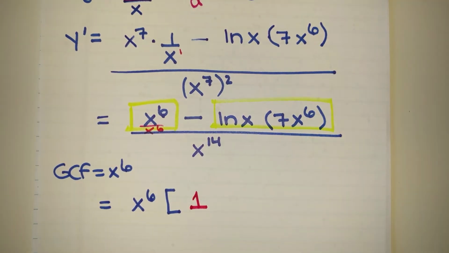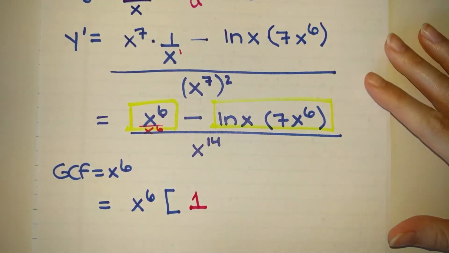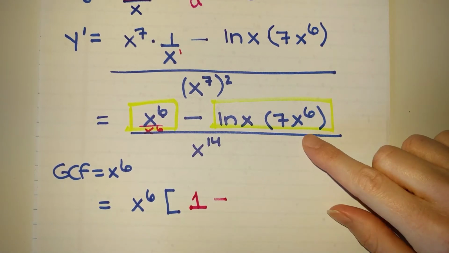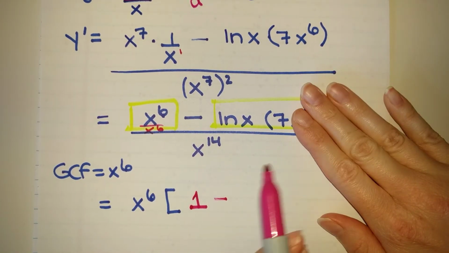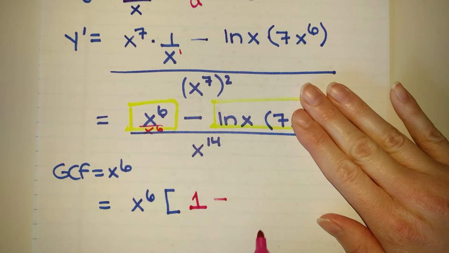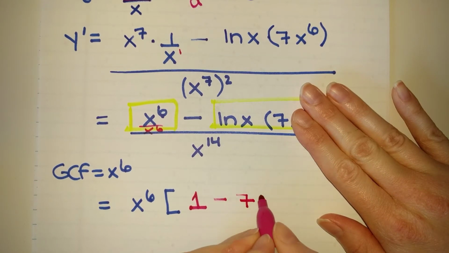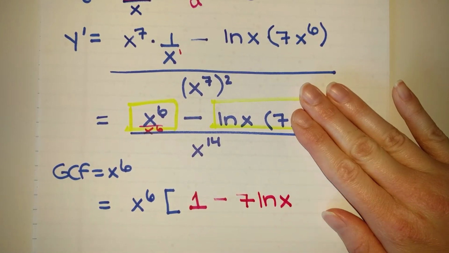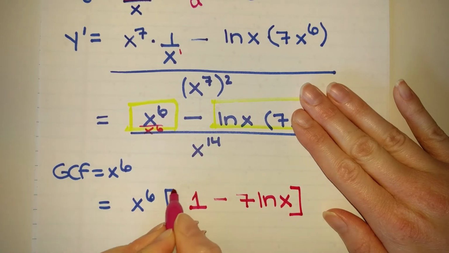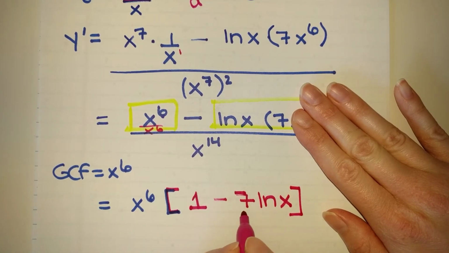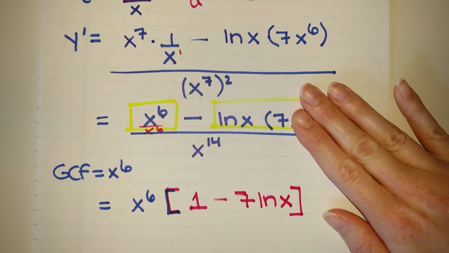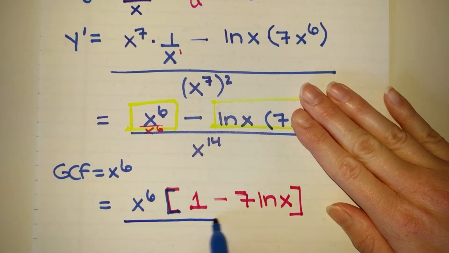So it's not going to just completely vanish to 0. It will still have a placeholder 1 there, because like 3 over 3 is 1, x to the 6th over x to the 6th is 1. Then we have minus. Now the x to the 6th, that is going to be again pulled out as part of our GCF, and then we'll have 7 times the natural log of x left over. And you'll notice I put the little 7 in front because that really is playing the role of a coefficient. All right, and then we divide that by x to the 14th.